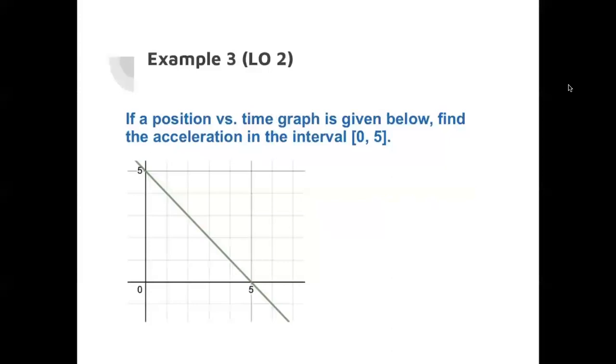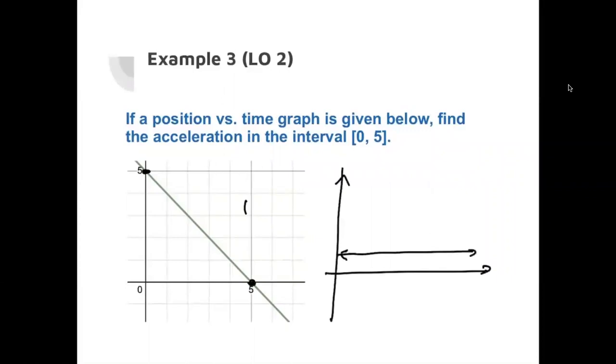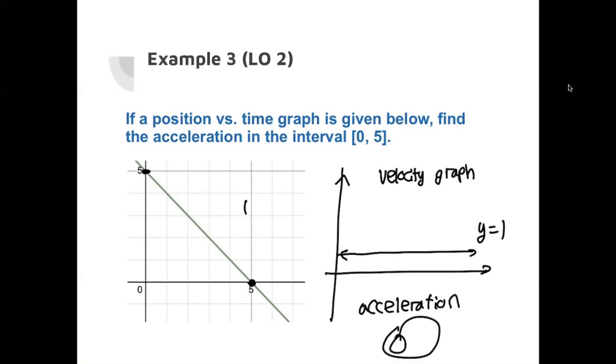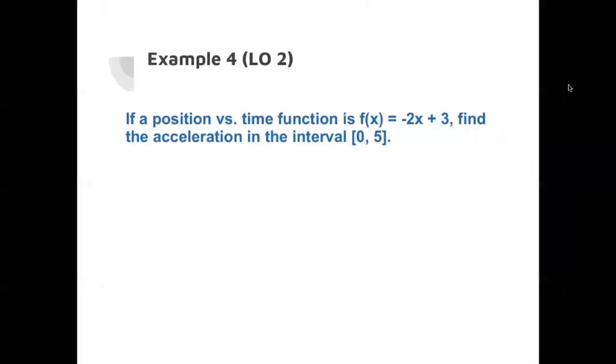Let's look into this. A position versus time graph is given below. Find the acceleration in the interval [0, 5]. Okay, what's the slope of this linear function? 1, right? So the velocity versus time graph would have a shape of this, right? What is the slope of this velocity graph? It's actually 0, right? So if the original function is a linear function, the change in average rate of change of a linear function would be 0. So the answer for this question is 0. What about this? It's also a linear function, so we don't have to do anything. The answer is just 0 because the question is asking for acceleration.